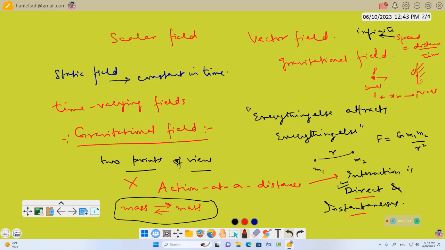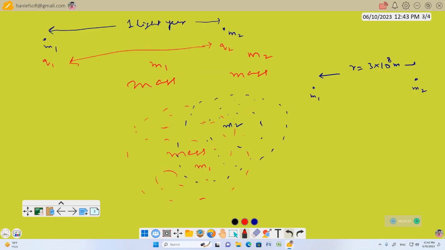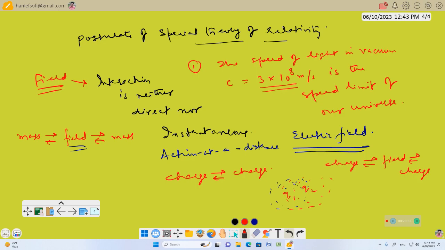Then we said we can have a scalar field, vector field, time varying field, static field, and we talked about the gravitational field, why we use the idea of field in gravitation or the idea of field in the case of electric interaction between charges. Because to make the theory gel with the special theory of relativity, because these restrictions imposed by the special theory of relativity postulate have been experimentally verified. This was about the field.